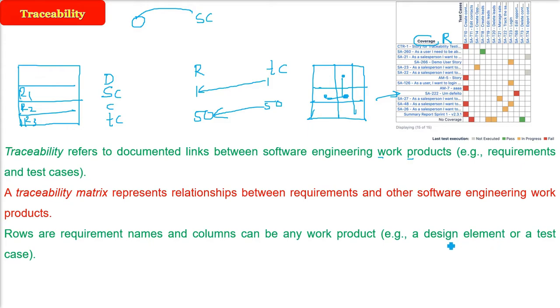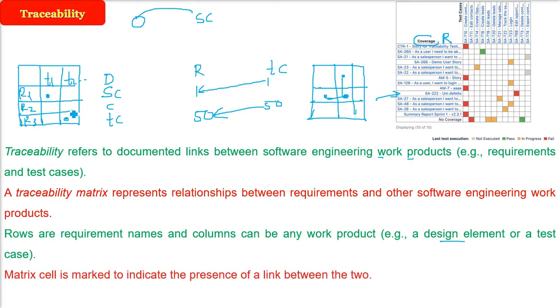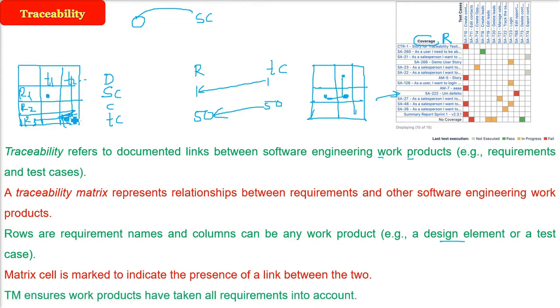These are on the rows we are writing, and on the columns you are going to write test cases. So this is test case 1, this is test case 2, this is test case 3. You can change the rows and columns, but normally the rows are for requirements, and the columns are for another work product. In this case, we are taking an example of test cases. Now the matrix cell, which is the intersection of row and column, will represent the link between these two work products. In the traceability matrix, one is the requirement, the other can be the other work product. Okay, here in this case we have test cases.